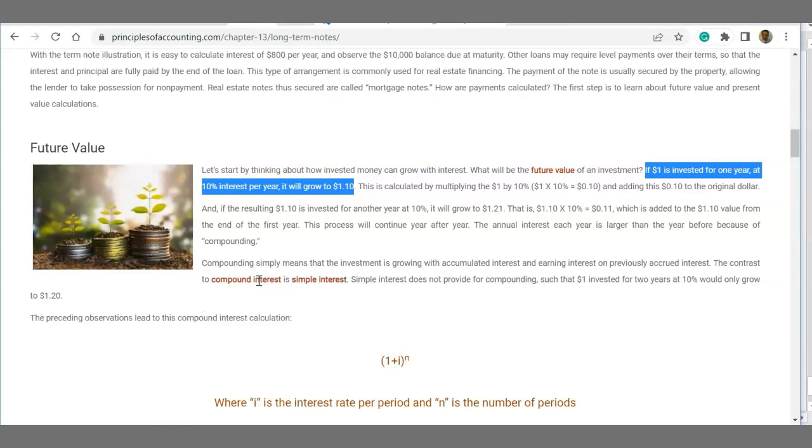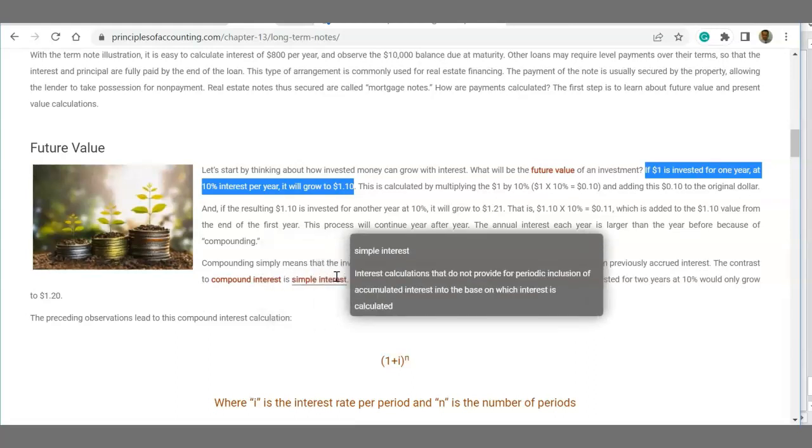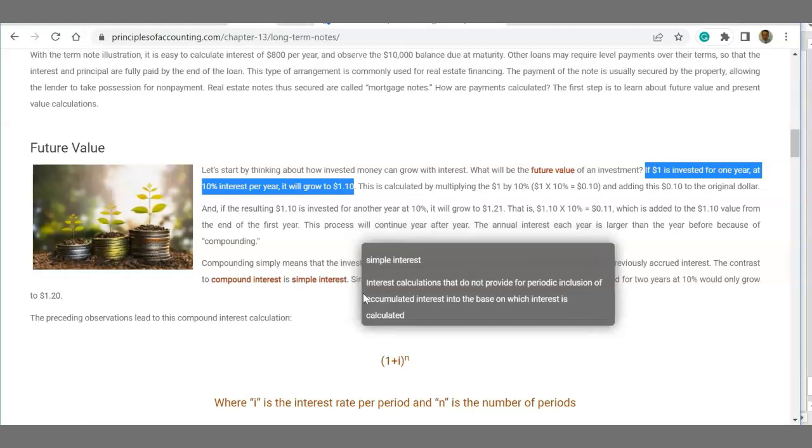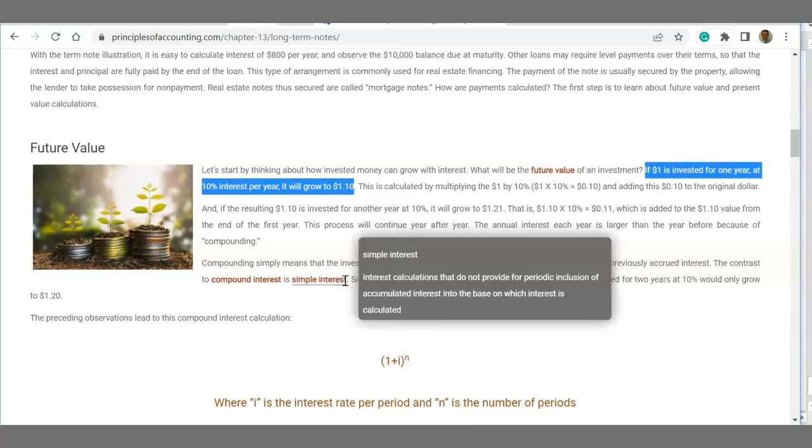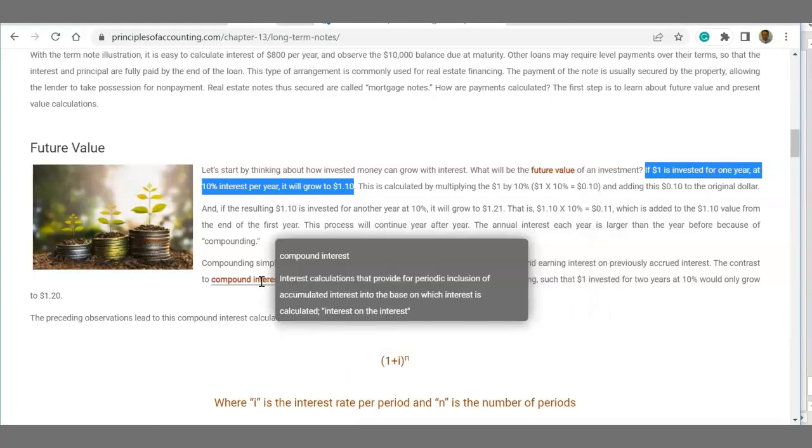The contrast to compound interest is simple interest. Simple interest is a calculation that does not provide for a periodic inclusion of accumulated interest into the base on which interest is calculated. That means you never earn interest on your already earned interest. You only earn interest on your principal, and that's it. So in that way, you make much less future value compared to a compounding interest method.